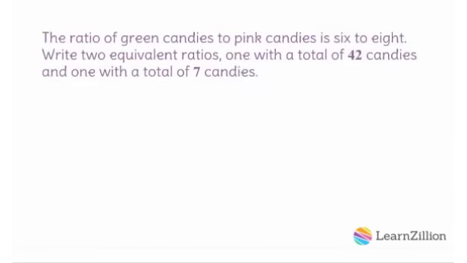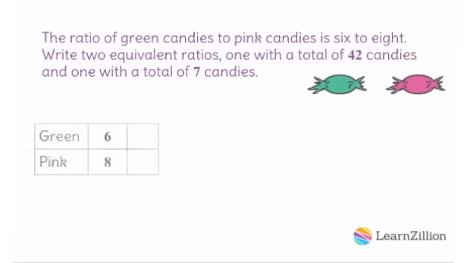In this situation, we have a ratio of 6 green candies for every 8 pink candies. Again, we can use a table. We have 6 green candies and 8 pink candies. We want to write an equivalent ratio that has a total of 42 candies. In order to do this, we have to look at the total number of candies in our original ratio. In our original ratio, we have 6 green candies plus 8 pink candies, which is a total of 14 candies.